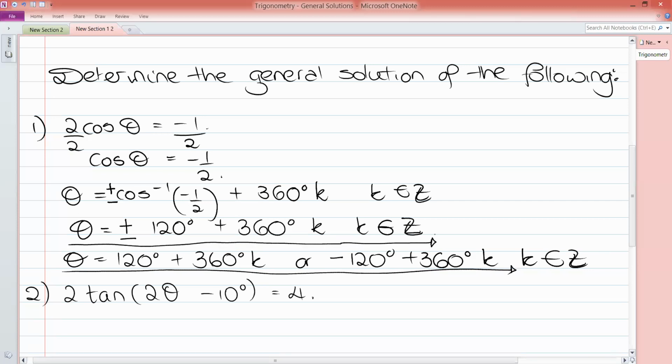Okay, all right. Excuse me, ma'am. Yes, Laura. Ma'am, I wanted to ask, is k just a variable that comes with 360, or is it like a specific number? So it's a variable, but it's an integer. Okay, so k is the variable.